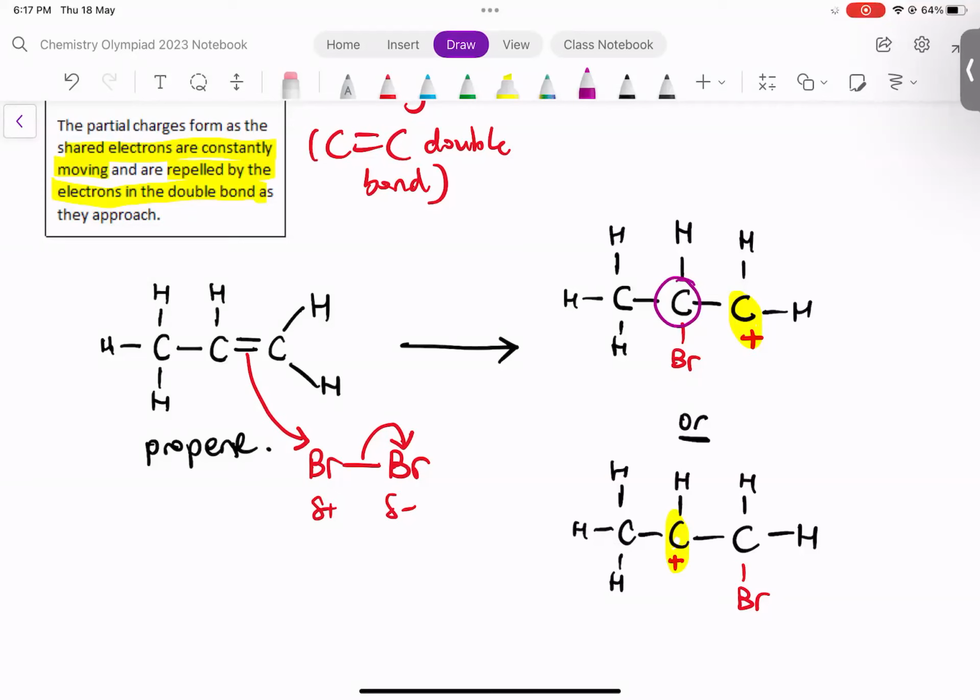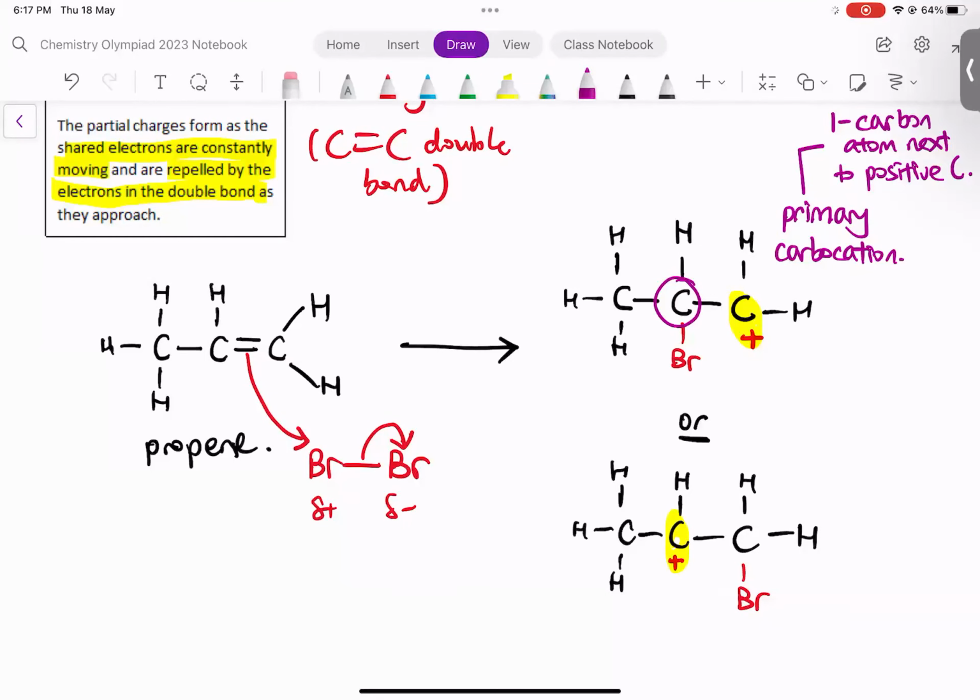This is called a primary carbocation. It's primary because there's one carbon atom next to the positive carbon.